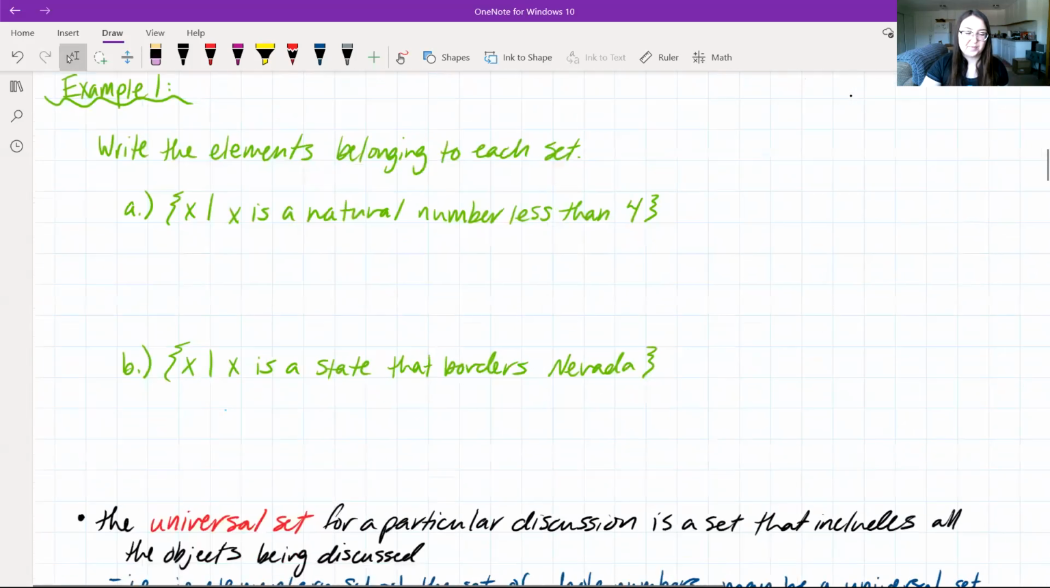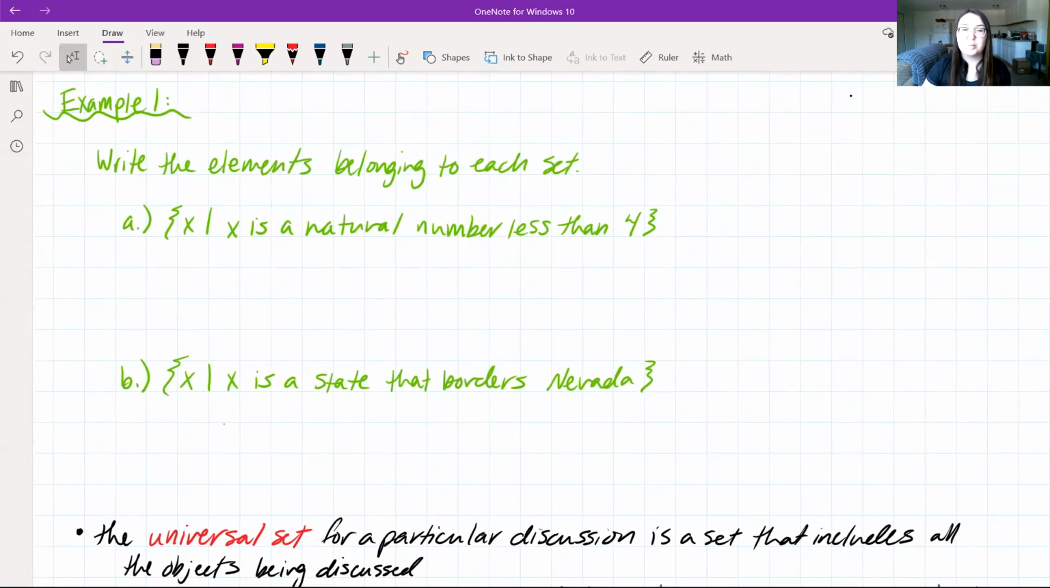All right, so for example 1 here, we're going to work a little bit with this set builder notation. We want to write the elements belonging to each set. For part A, we have x, where x is a natural number less than 4. Natural numbers pretty much are just whole numbers, but they exclude 0. So a natural number less than 4, so whole numbers less than 4 that's not 0, we have 3, 2, and 1. Natural numbers are positive whole numbers, not including 0.